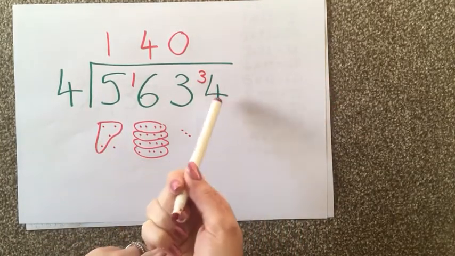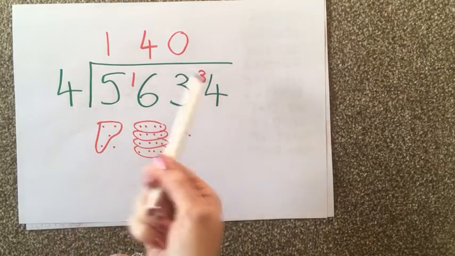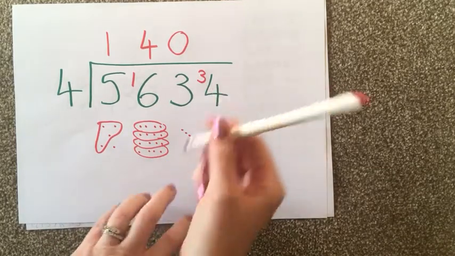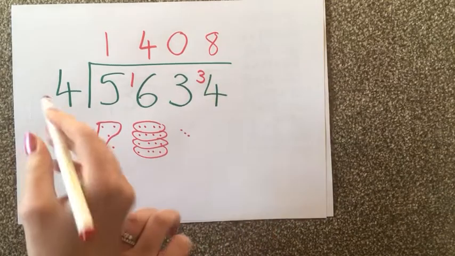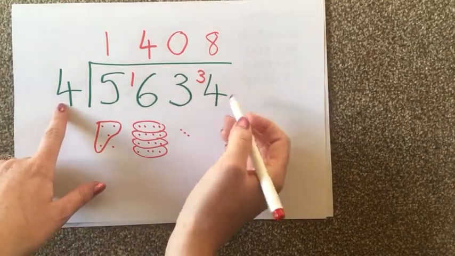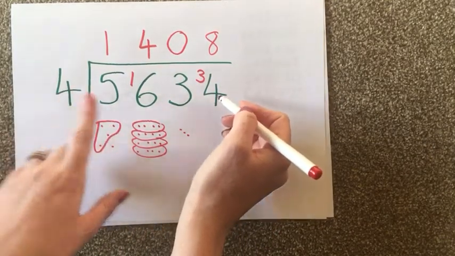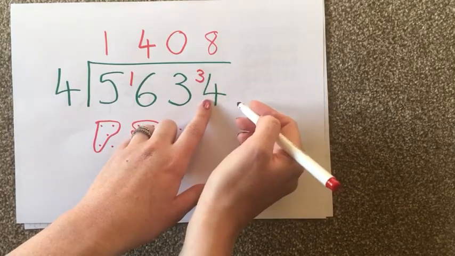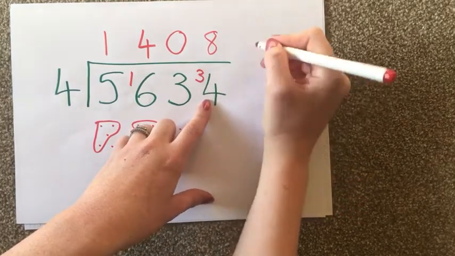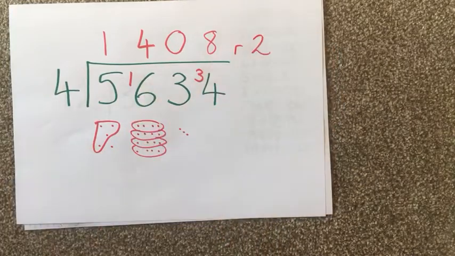So using my times tables, I know that 8 times 4 is 32, which is quite close. So 8 times 4 is 32, so it goes in 8 times. But because I've got 34, it's 2 more than 32, so I've got a remainder of 2.